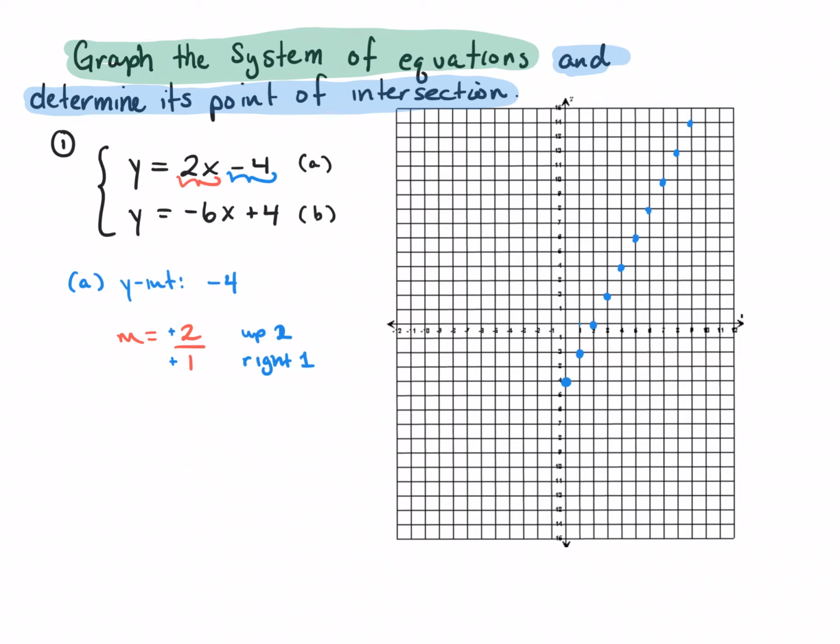So if I think about going backwards from this point, trying to get to here, how do I get there? I go down 2, left 1. So now I just continue that pattern, down 2, left 1, down 2, left 1, down 2, left 1. All right, so there I have it. There's all of my points.